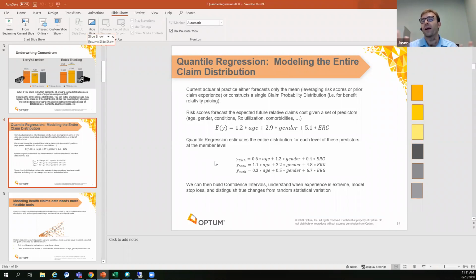And we can talk about different kinds of confidence intervals, and we can compare the widths of confidence intervals for different groups or different members, and we can talk about the relative certainty we have of our risk projections in different parts of the block and things like that. So it really is kind of a paradigm shift in terms of the way we think about health risk and in terms of how quantifiable it is.